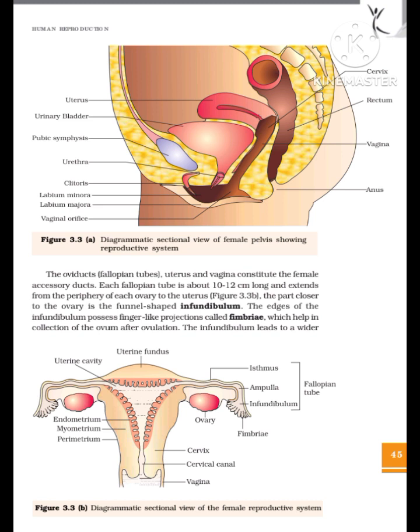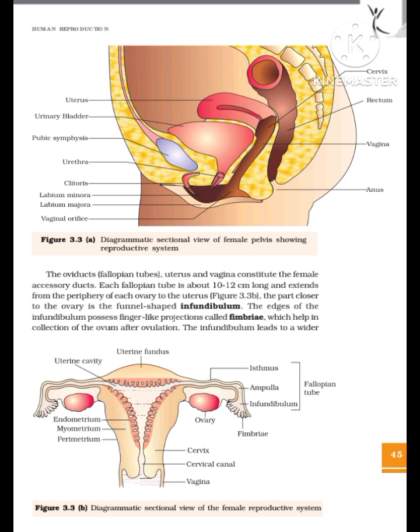Figure 3.3, A. Diagrammatic sectional view of female pelvis showing reproductive system. The oviducts, fallopian tubes, uterus, and vagina constitute the female accessory ducts. Each fallopian tube is about 10 to 12 centimeters long and extends from the periphery of each ovary to the uterus, figure 3.3b. The part closer to the ovary is the funnel-shaped infundibulum. The edges of the infundibulum possess finger-like projections called fimbriae, which help in collection of the ovum after ovulation.